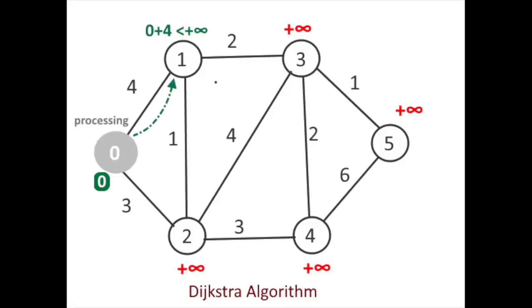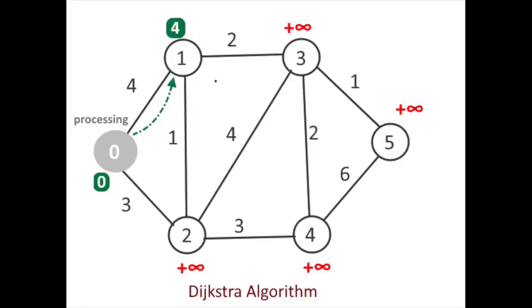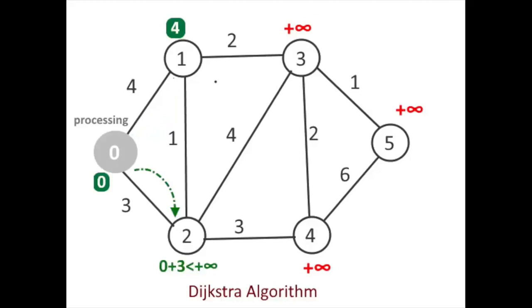See, we are processing this node. Now 0 plus 4 is less than infinity. Yes, it is less than, so update the weight to 4. Next, for this node 2, is 0 plus 3 less than infinity? Yes, it is. So that means we will update the weight of this node. So the distance for this node is 3. Now what are the adjacent nodes to this node? See it here, 3 and 4. Out of 3 and 4, which one is having the lesser weight?